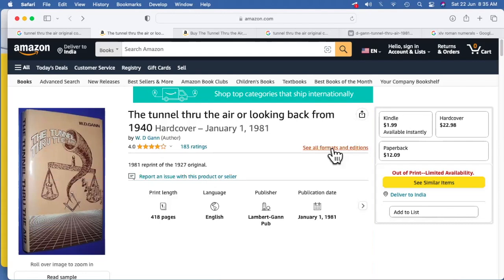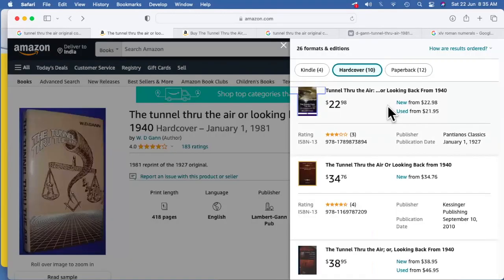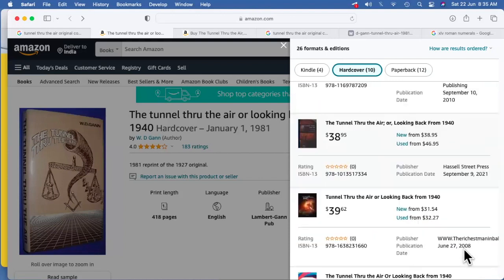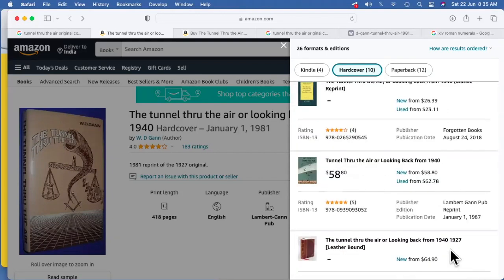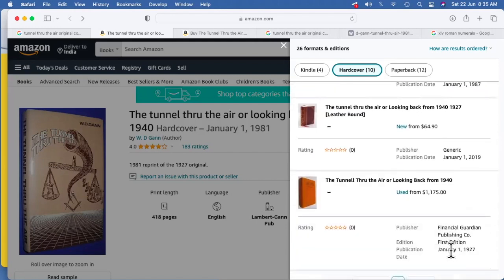So why have I considered this one? See, there are different publications, first of all, which we need to see. So this is a different publication. This is again a different publication. This book is a different publication. This is what the hardbound looks like.